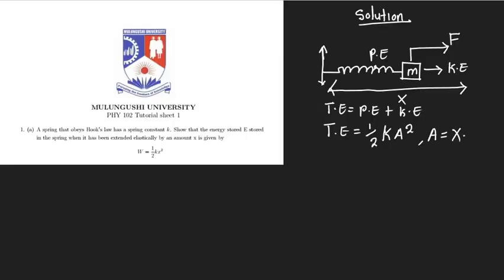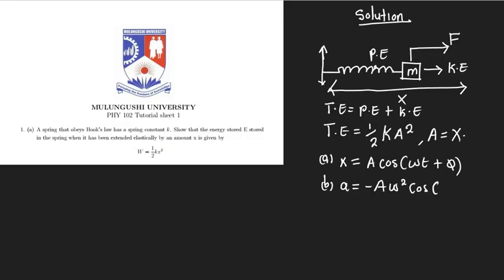There are certain formulas that I would want you to know under simple harmonic motion. The first formula is for the displacement: X is going to be given by A cosine (Wt plus phase). The second formula is acceleration equal to negative A W power 2 cosine (Wt plus phase). Then the velocity is going to be given by A W sine (Wt plus phase). If you know these formulas, you are able to solve this particular question.